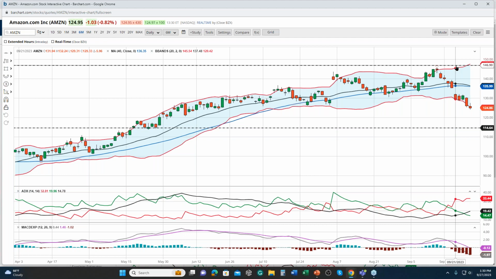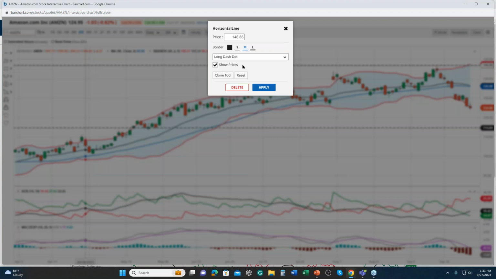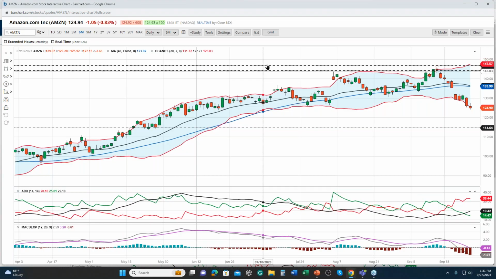Now, if price shot up there instantly, maybe that'd be a great selling opportunity. But it's certainly kind of telling us that there's a lot of selling pressure above the market. Now, what do we see here? Well, we can see that our bands are starting to widen. That's telling us volatility is coming into the market. But what I can do is, again, right click on a line here, and I'm going to clone it.